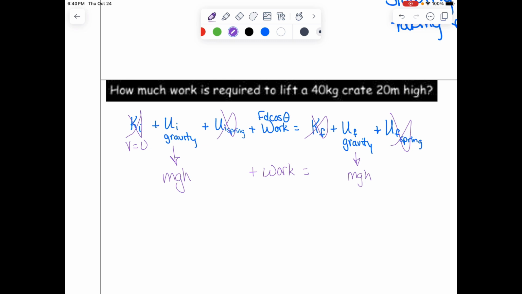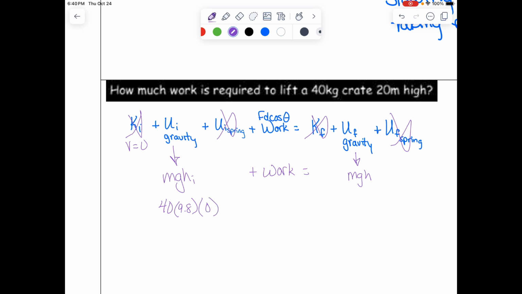Ready to solve it? Yes. What goes in for m? Mass, what is that? 40 kilograms. What goes in for gravity? 9.8 meters per second squared. I didn't even tell them, guys. How high is it initially in the air? We assume we're lifting it from the ground. Oh, can we assume that?